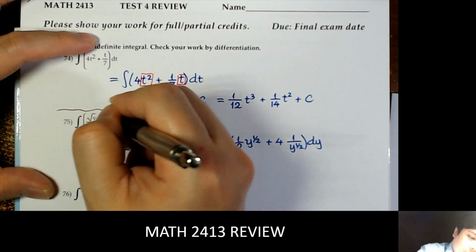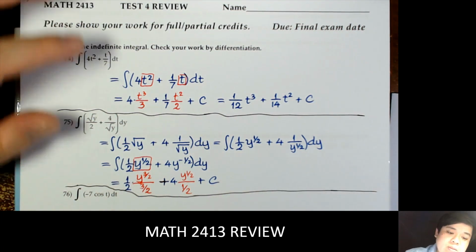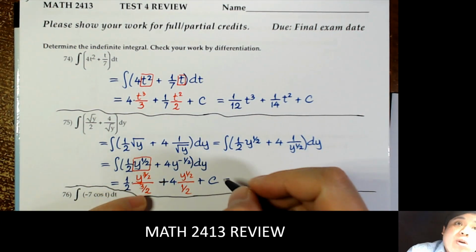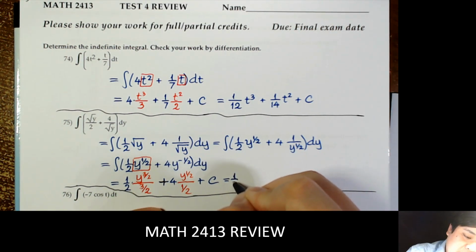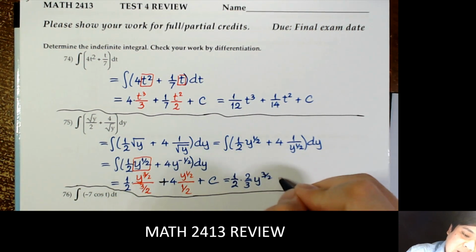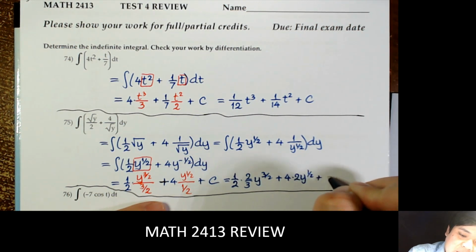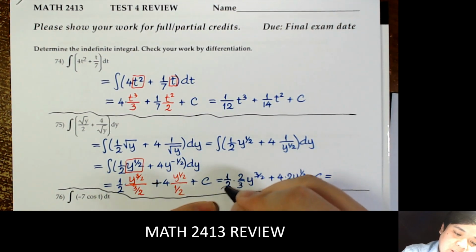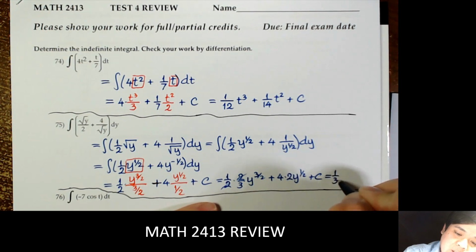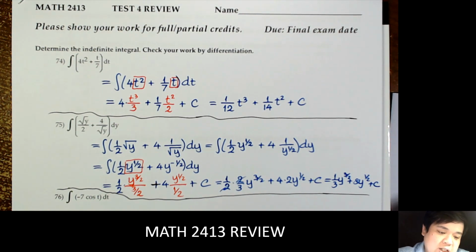That's kind of difficult to see, so that's the first problem. So multiply reciprocal. We have 1/2 times 2/3 y to the 3/2, and then 4 times 2 y to the 1/2 plus c. So we have that cancel out: 1/3 y to the 3/2 plus 8 y to the 1/2 plus c. So pretty much just the power rule.